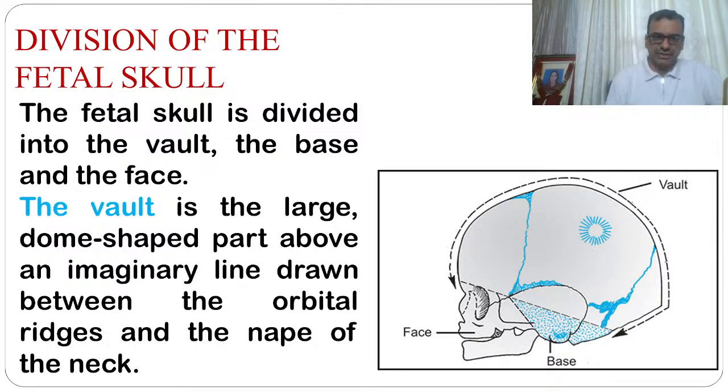The fetal skull is divided into three parts: vault, base and face. The vault is the large upper dome-shaped portion which lies above the imaginary line drawn between the orbital ridge and the nape of the neck. So this is the imaginary line, and starting from this point, this is the vault.